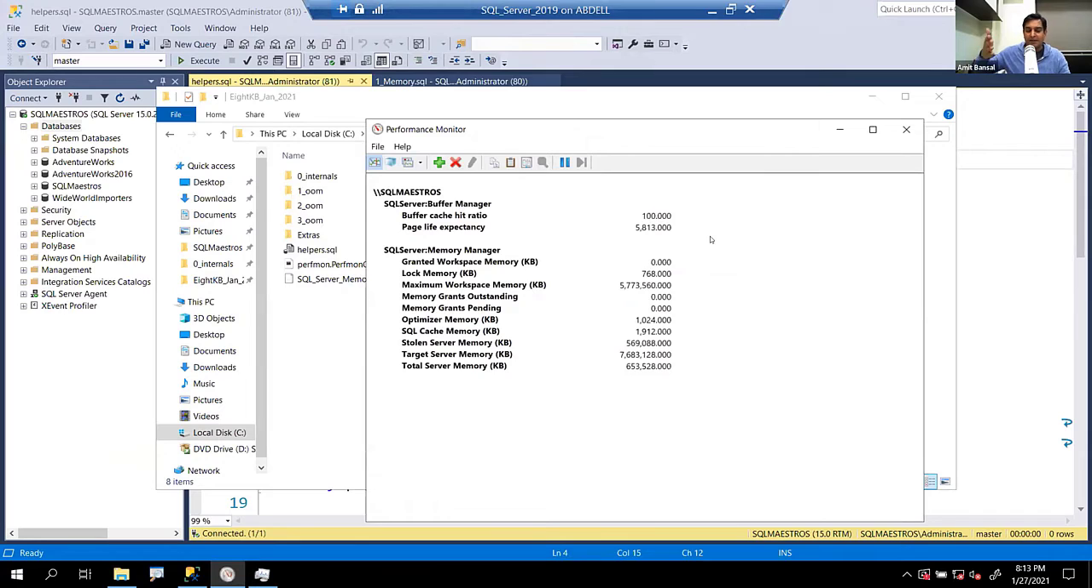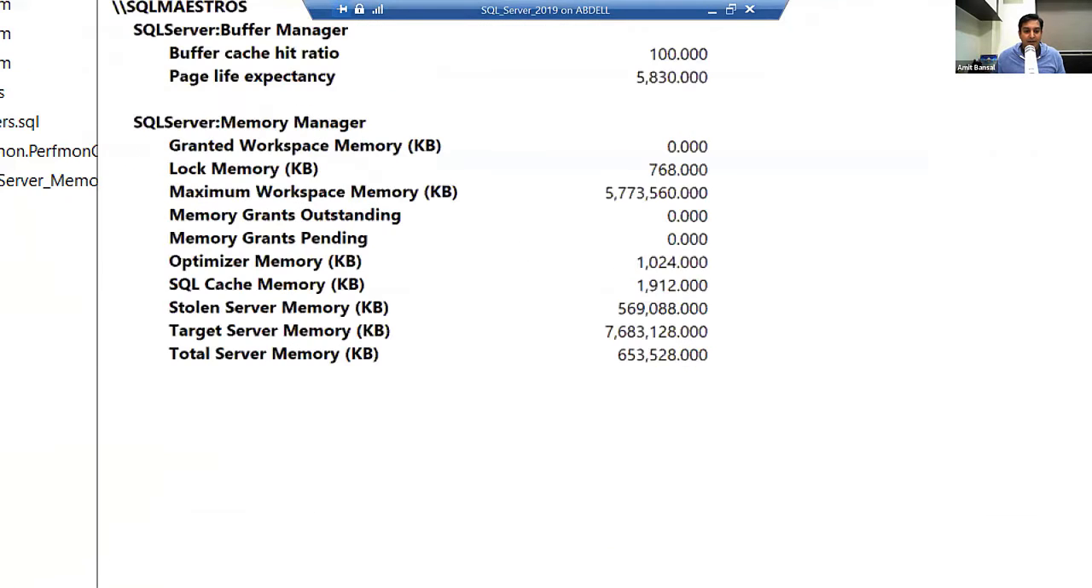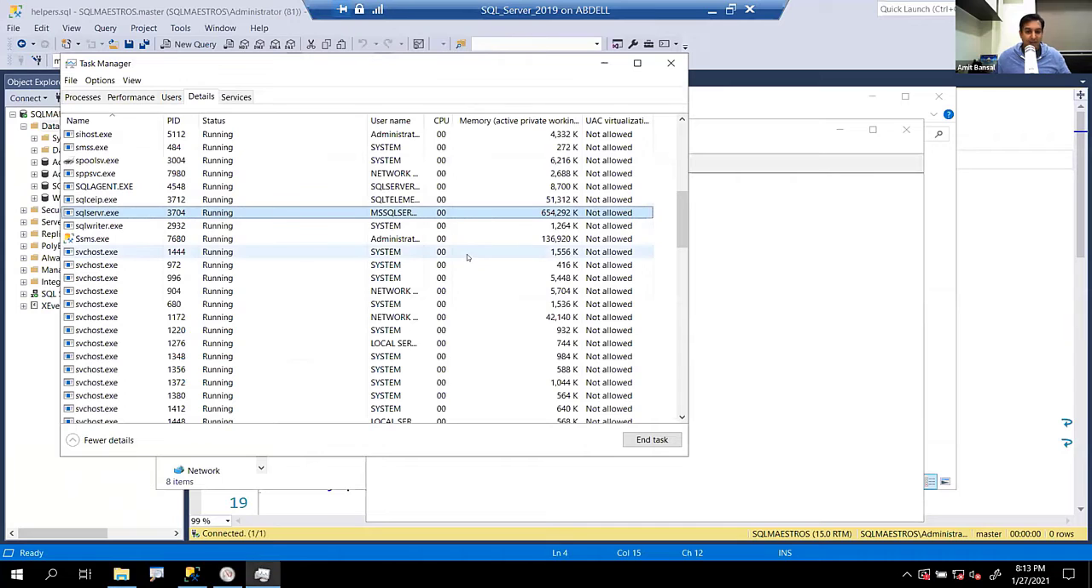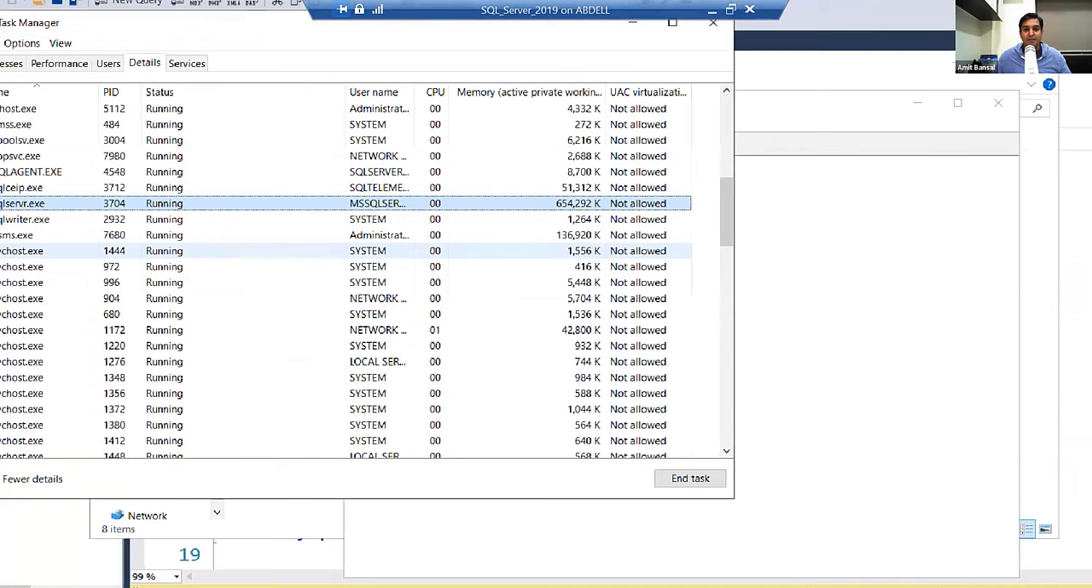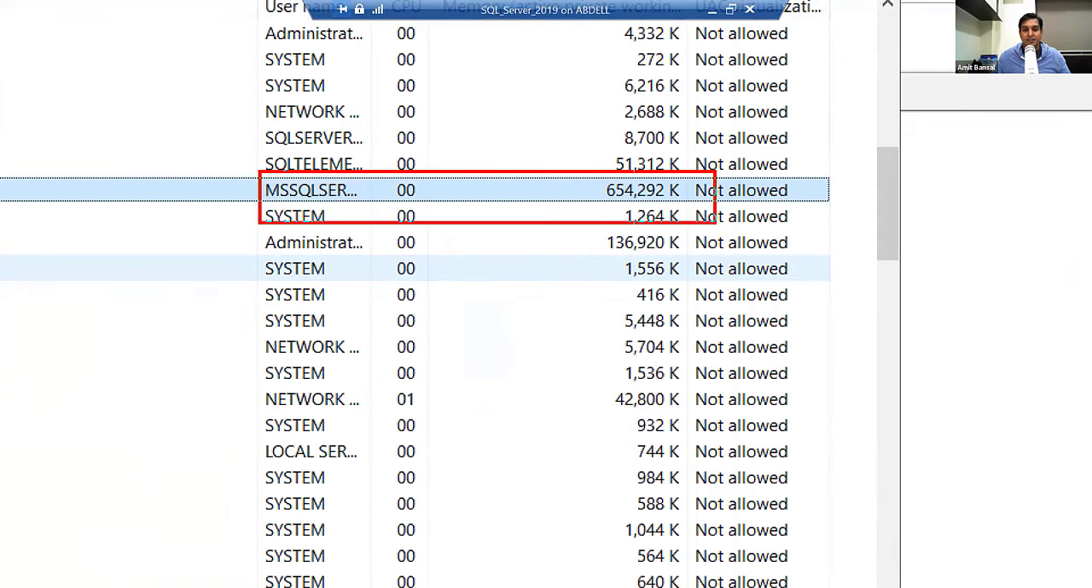Talking about PLE, just to digress a bit, there are DMVs that give a whole lot of information, and we may sometimes not go and look into PLE, but I brought this up in the PerfMon counters because some of you might still be using many of these counters. Total server memory is 653 right now, you can see. And let's go and look at the taskbar. In the taskbar, again, about 650 MB is what the SQL Server process is using.